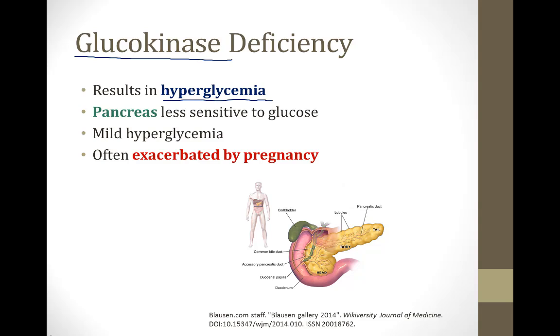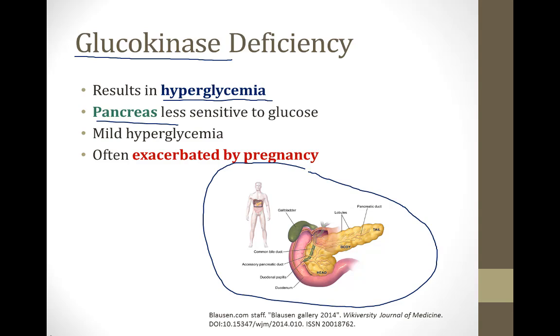And in addition, remember that glucokinase is also found in the pancreas. So the pancreas will be less sensitive to glucose, and therefore it won't release insulin as readily as it normally would. Generally, the symptoms are relatively mild. People with a glucokinase deficiency have a mild hyperglycemia. When the glucose level gets high enough, the pancreas does react and release insulin.